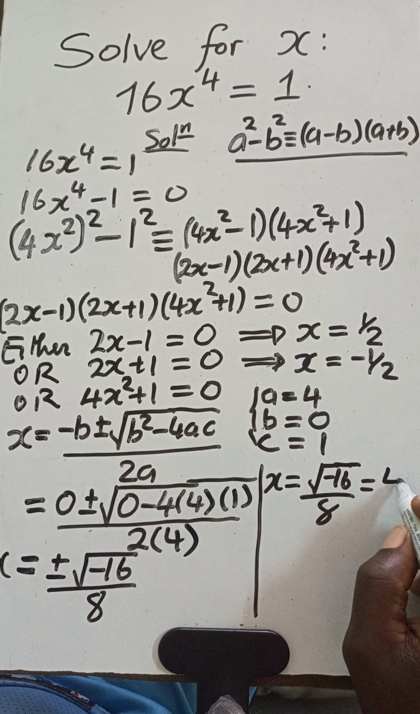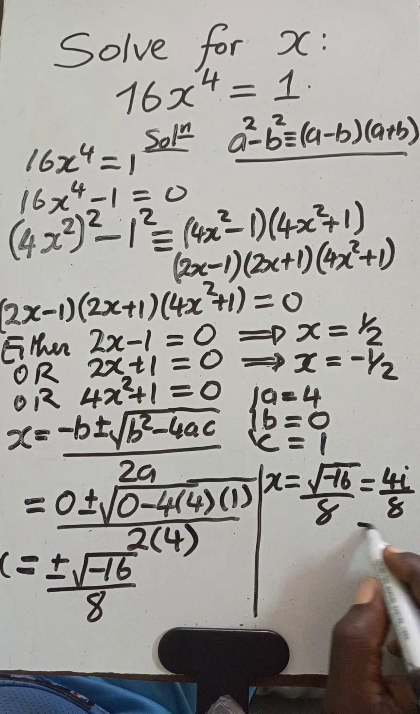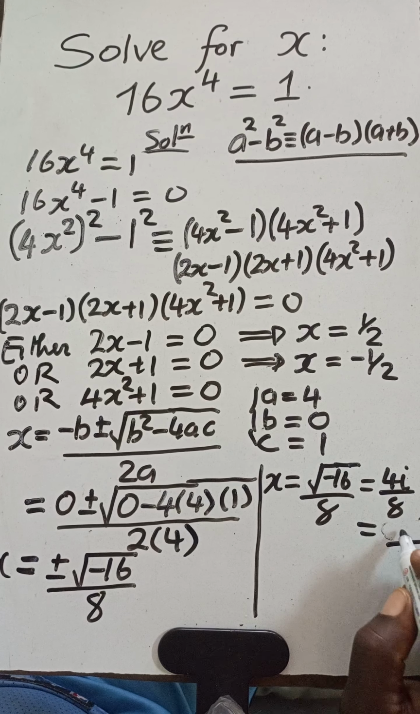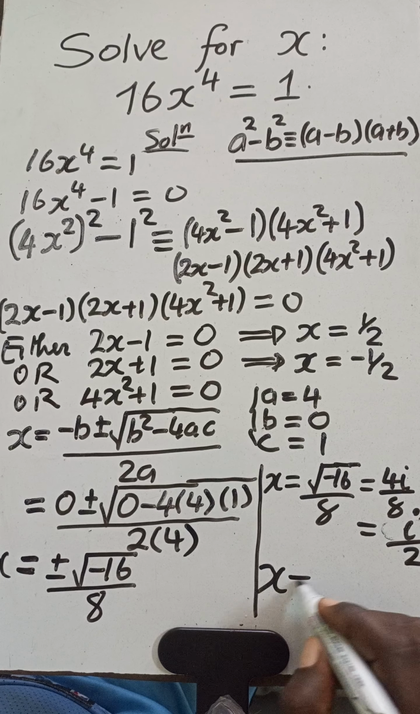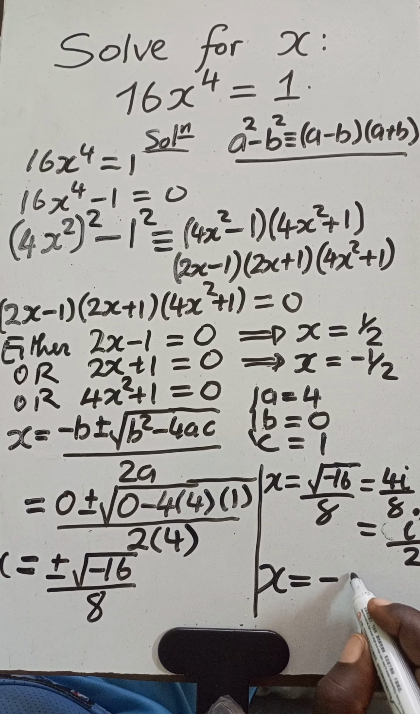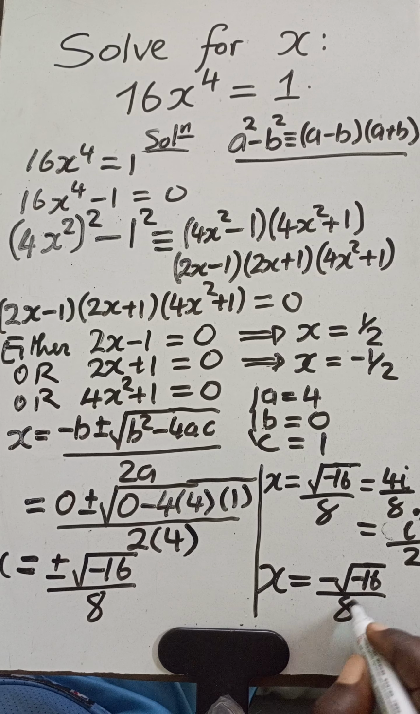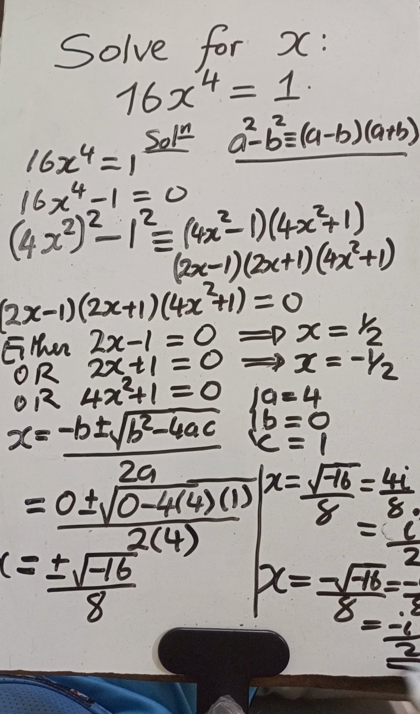Root negative 16 is 4i. 4i all over 8, which gives us 2i all over 4, which is simply i all over 2. The next one, we take the negative: negative root negative 16 all over 8. That gives us negative 4i all over 8, which is simply negative i all over 2.